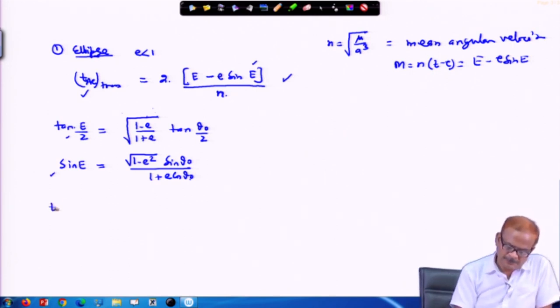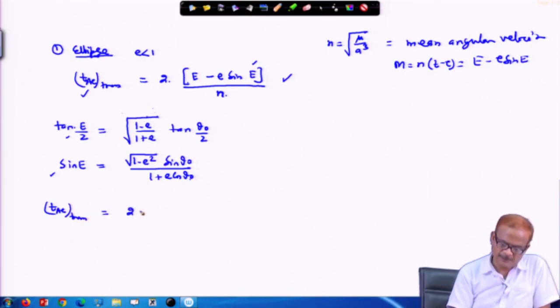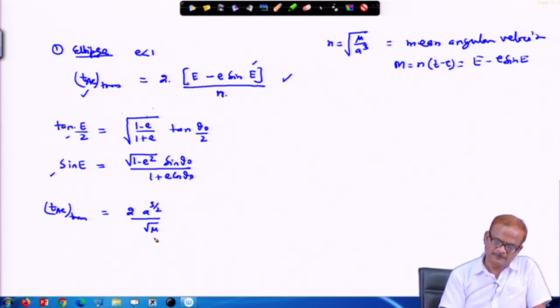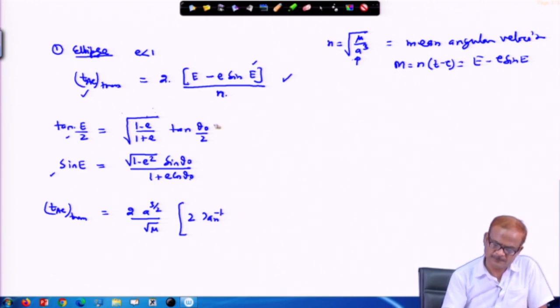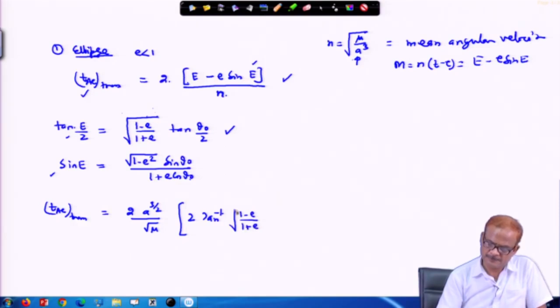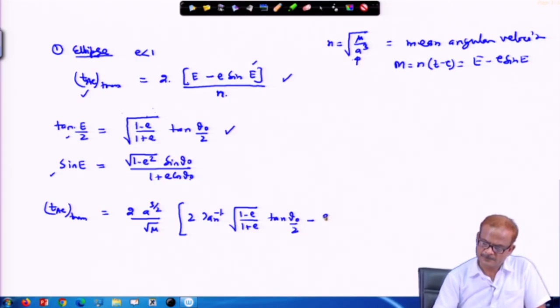So, the T A C transfer time can be reduced to 2 times A to the power 3 by 2 divided by under root mu, because the n is in the denominator. You can see that A cube by mu under root becomes A to the power 3 by 2 divided by under root mu. And this times 2 tan inverse of under root 1 minus e divided by 1 plus e times tan theta 0 divided by 2, minus e times sin E. So, e times under root 1 minus e square sin theta 0 divided by 1 plus e cos theta 0.